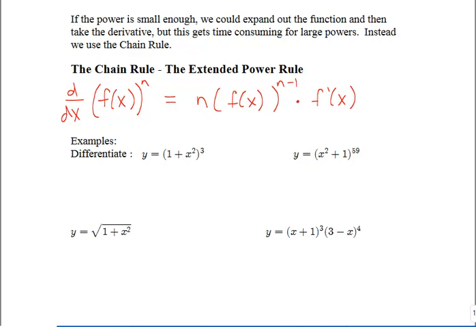So it's kind of like we're peeling off the layers. We're going to take the derivative of that outer function first, leaving the inside function the same, and then we're going to multiply that answer by the derivative of that inner function.